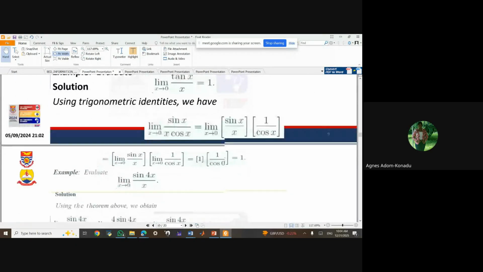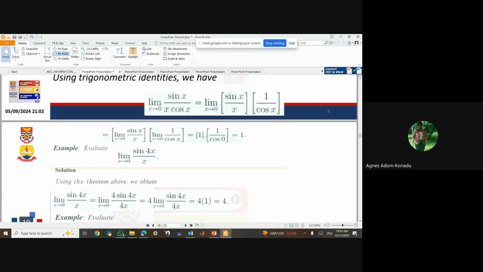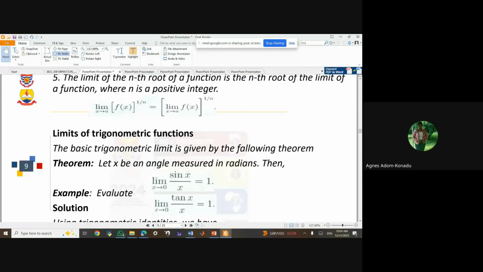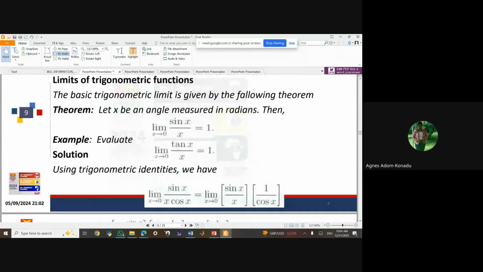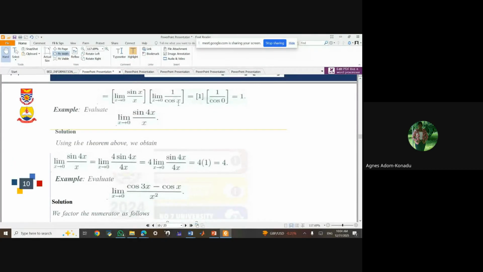So that is it. So we have that to be 1. Then another example, we want to evaluate the limit as x approaches 0 of sine 4x over x. Remember that for this theorem to work, the angle here should be the same as the angle here. So in the example given, the angle here is 4x, and the angle here is x.